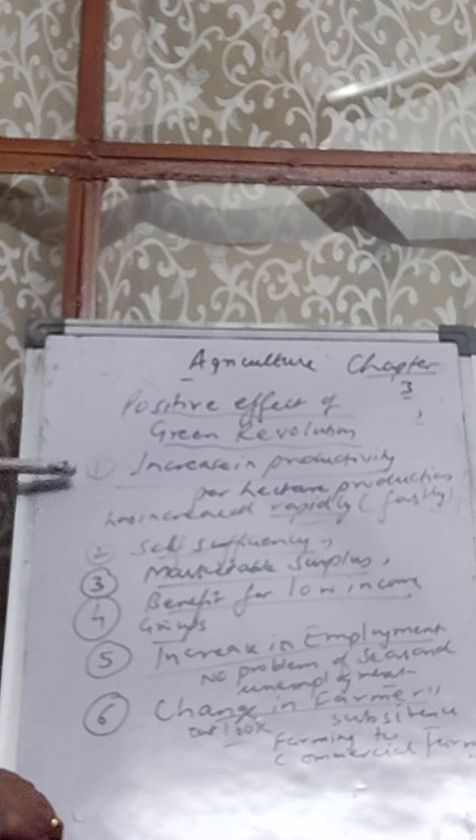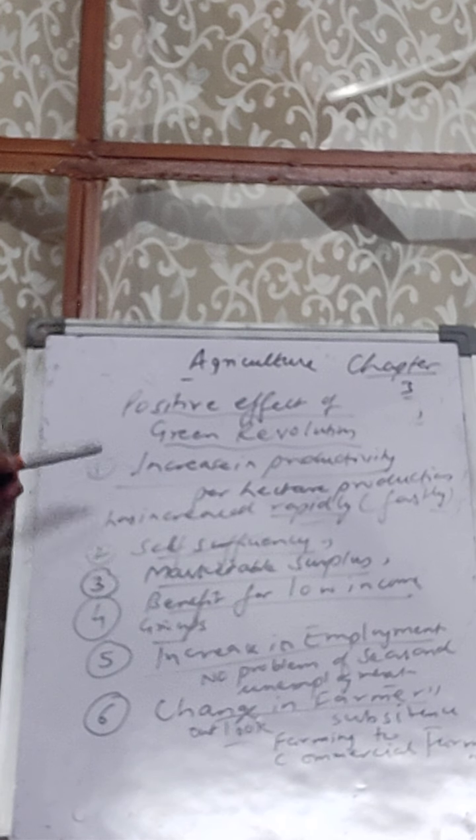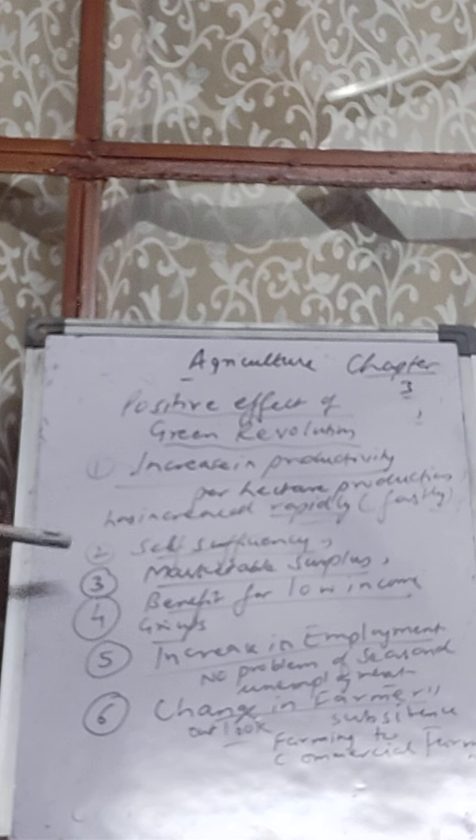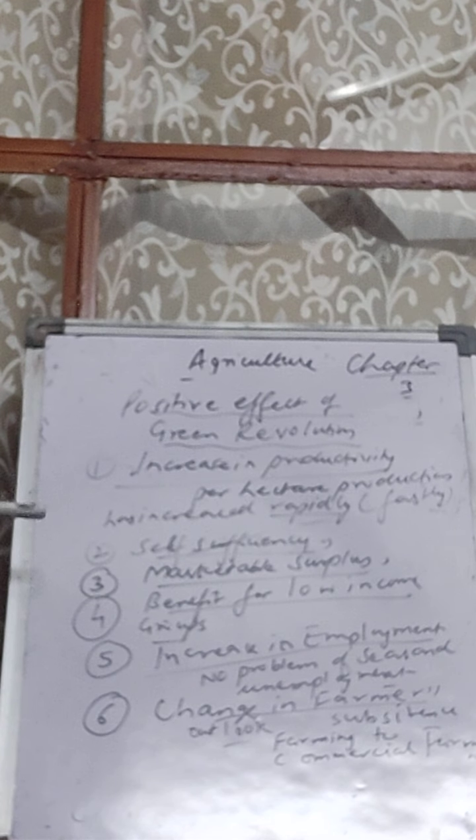So students, these were the 6 positive effects of Green Revolution. First was increase in productivity, which means per hectare production is more. Second is self-sufficiency. Previously, we used to depend upon the import of food grains from outside, but now it has been removed. Third is marketable surplus. It means the food grains are produced more than the required and the surplus is sold in the market. Fourth is benefit for low income group.